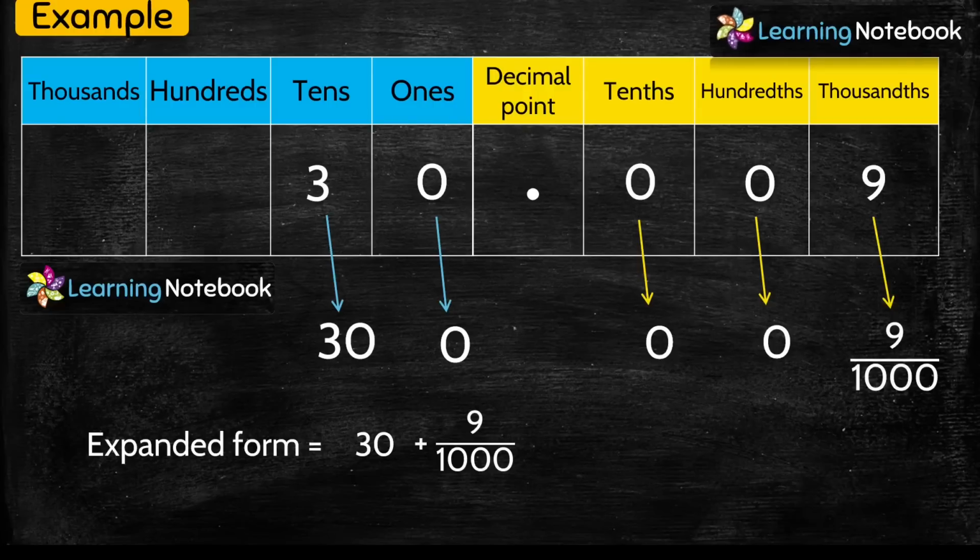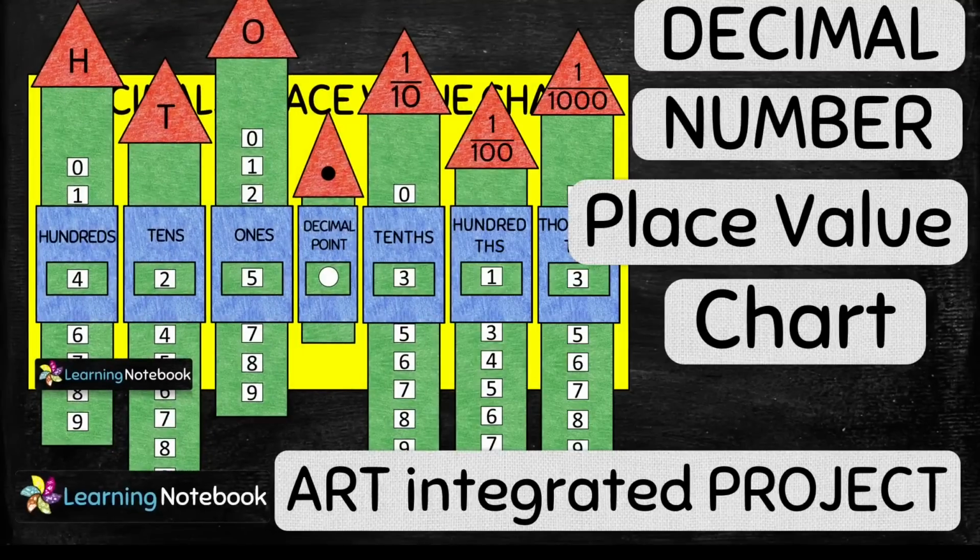So students, now I am sure you have understood how to form the place value chart of a decimal number and how to write its expanded form. Students, we also have a very colorful and interesting working model to understand place value chart of the decimal number. So I would recommend you to watch this video as well. You will find its link below in the description box.